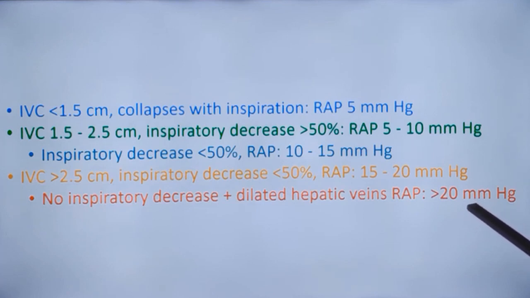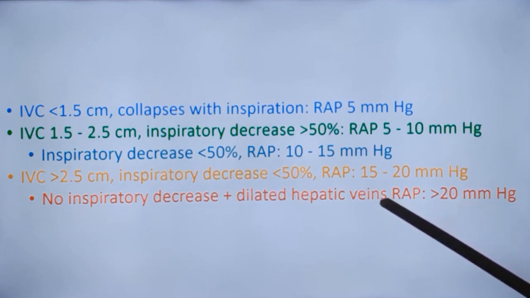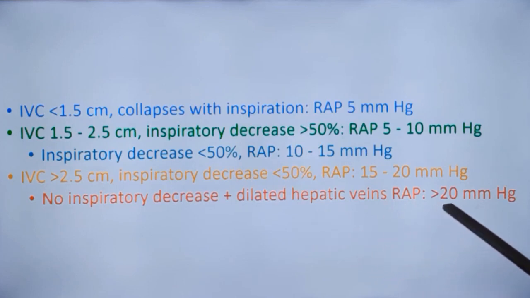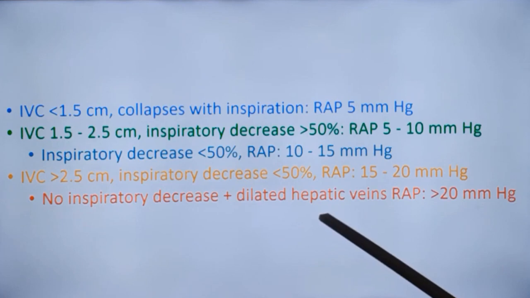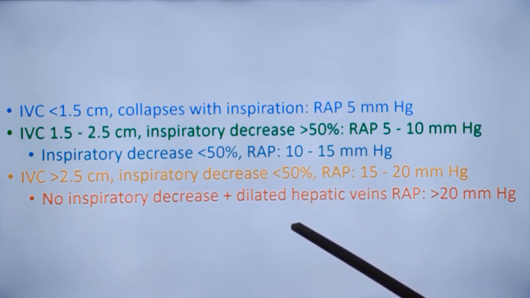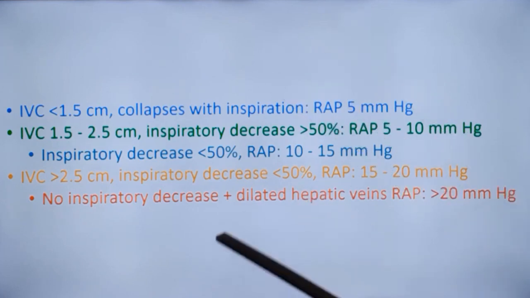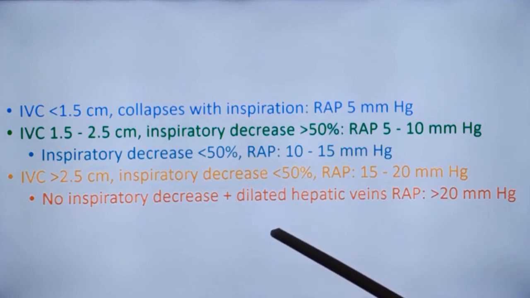Of course, in a sitting person or a standing person, you can also assess this from the jugular venous pressure. But in a sick person in the ICU, you may have to go by this criteria to assess the right atrial pressure.